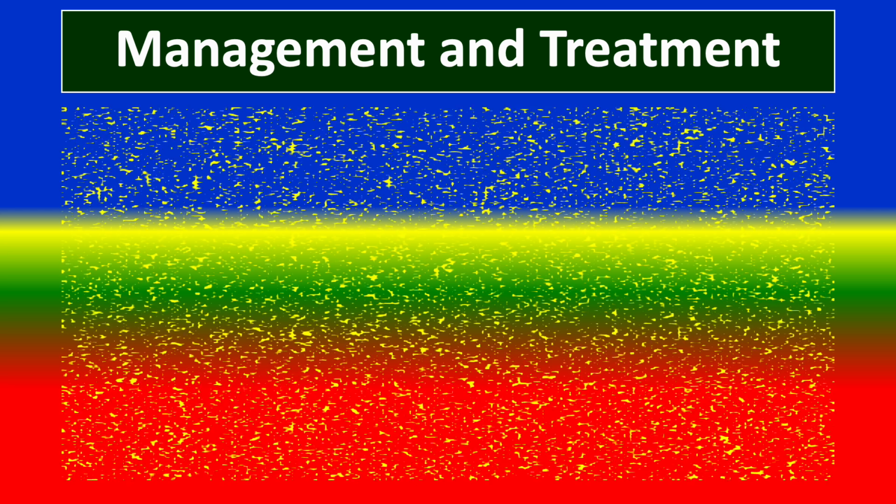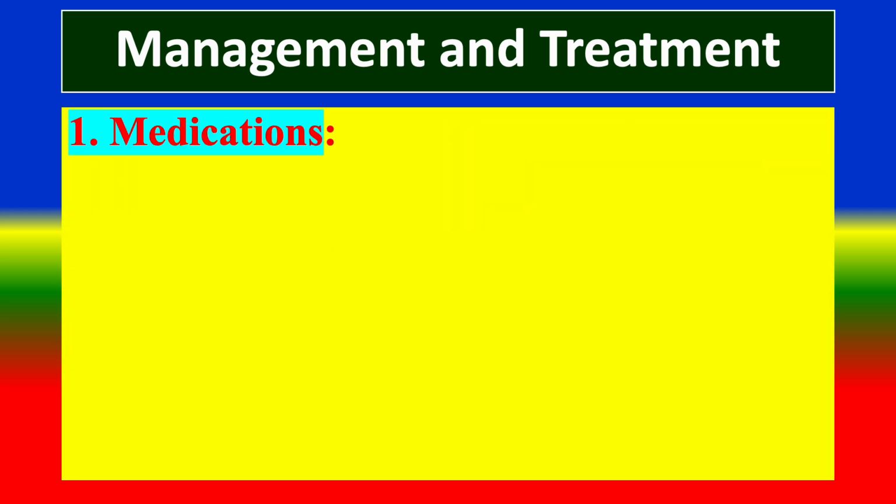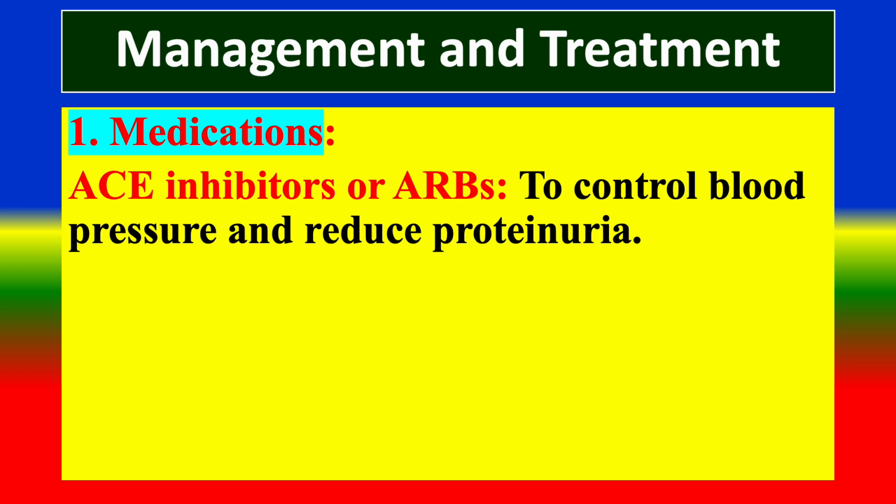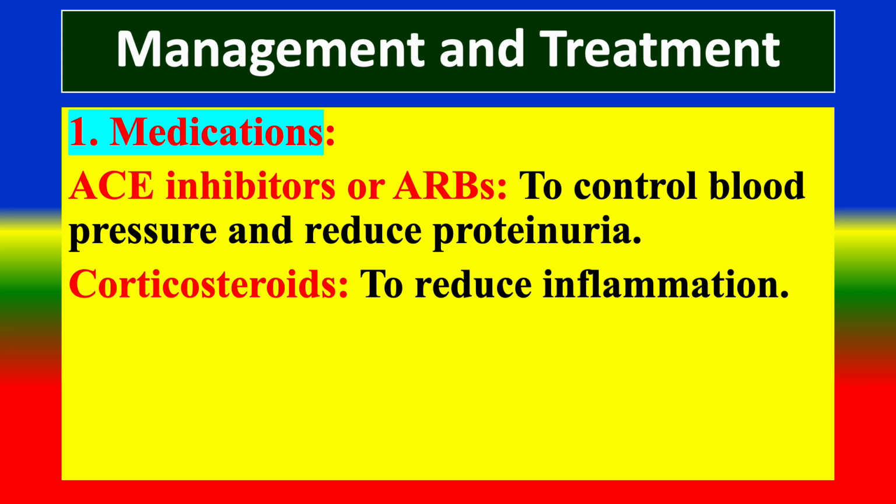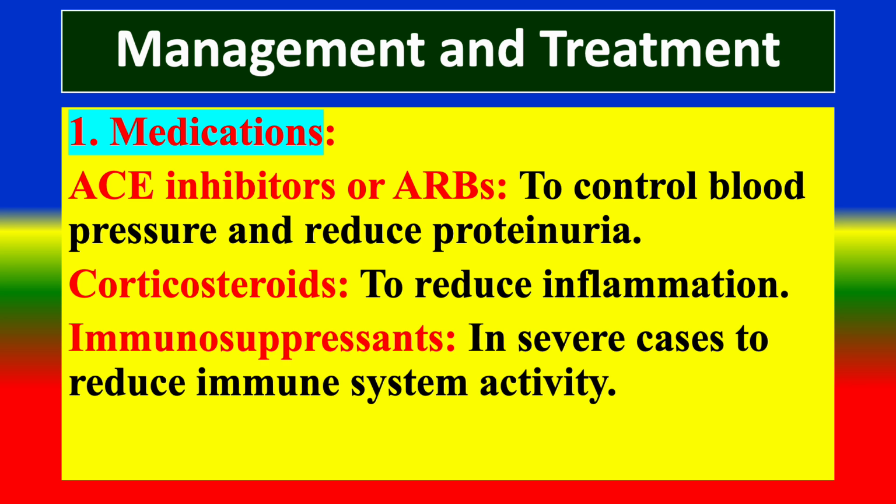Disease management and treatment. First, medication. ACE inhibitors or ARBs to control blood pressure and reduce proteinuria. Corticosteroids to reduce inflammation. Immunosuppressants in severe cases to reduce immune system activity.